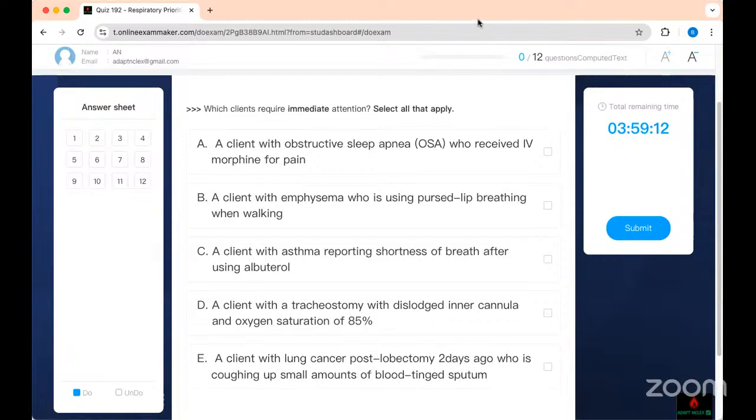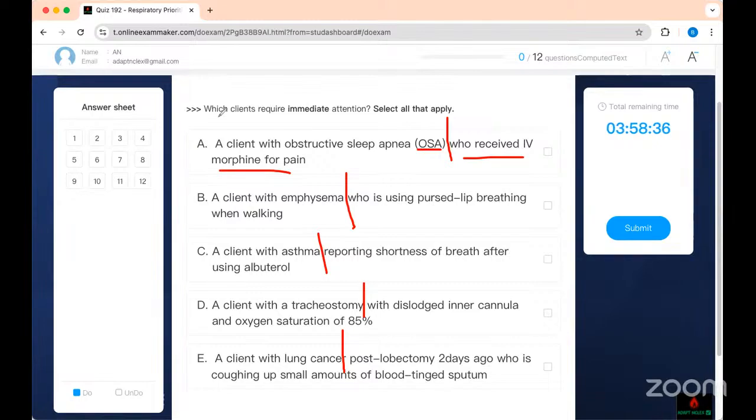But the best way to approach it is not to worry about the diagnosis. The first portion is going to be a diagnosis. Look at all of them: asthma, tracheostomy, lung cancer, right? Don't focus on them. Focus on the other part of the question, the modifier. A client with obstructive sleep apnea who received IV morphine. Is this worrisome to you? If it is, pick it. If it's not, let it go.